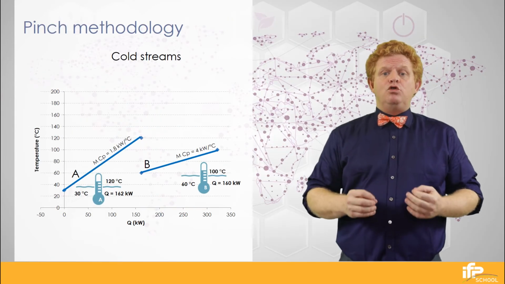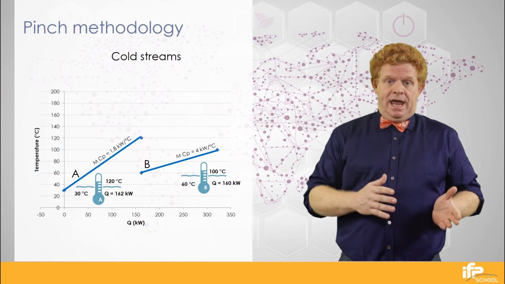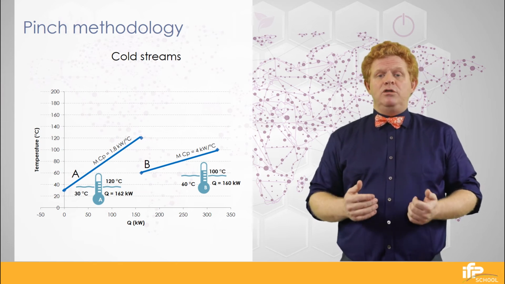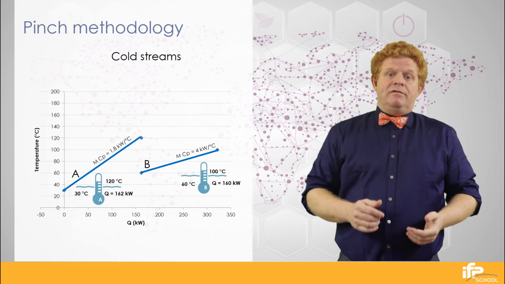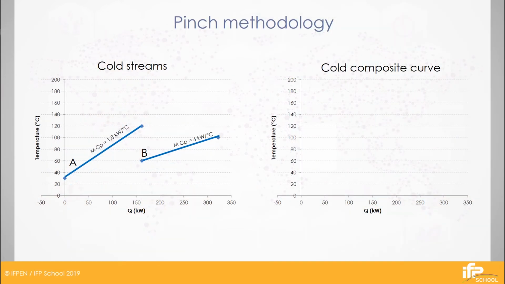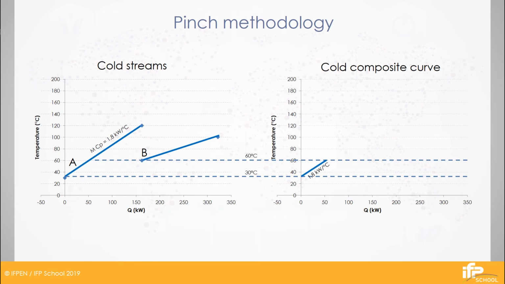Then we can represent the 2 cold streams on this graph. A from 30 to 120 degrees Celsius with a heat quantity of 162 kilowatts, and B from 60 to 100 degrees Celsius. Let's start together to draw what we call the cold composite curve. We start at the lowest temperature, 30 degrees Celsius, until the next interval of temperature here, 60 degrees Celsius. Between these 2 points, we have only one stream, so it's easy. We take the heat quantity from A to start to draw the cold composite curve.